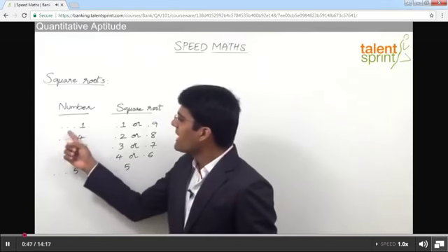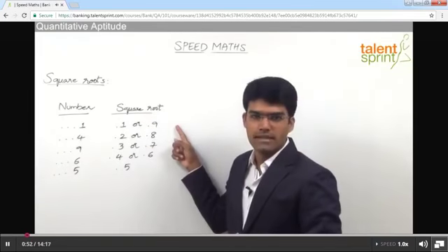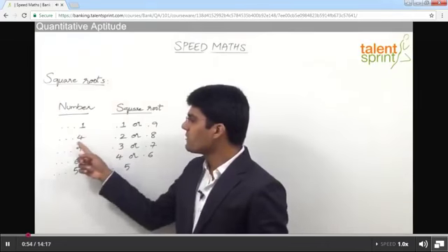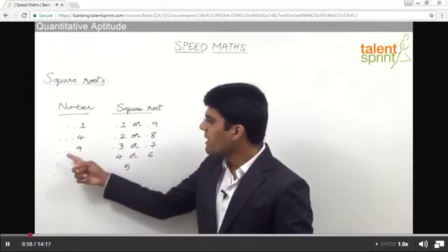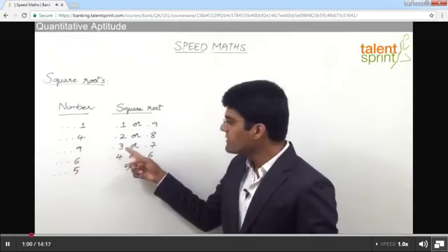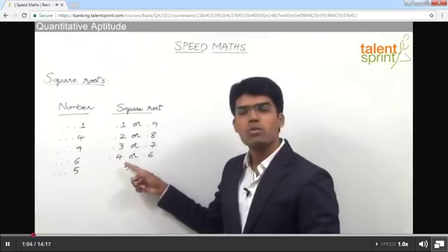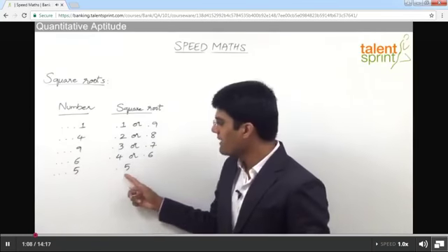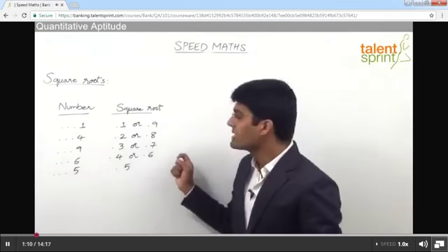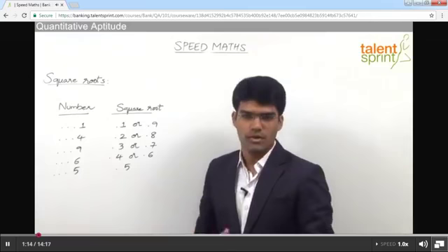Whenever a number ends with 1, its square root always ends with 1 or 9. Whenever a number ends with 4, the square root ends with 2 or 8. Similarly, if a number is ending with 9, its square root ends with either 3 or 7. When a number ends with 6, square root ends with 4 or 6. And we very well know that when a number ends with 5, its square root also ends with 5. So this pattern should be very clearly understood and remembered to find out square roots.